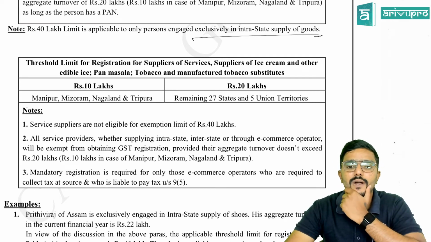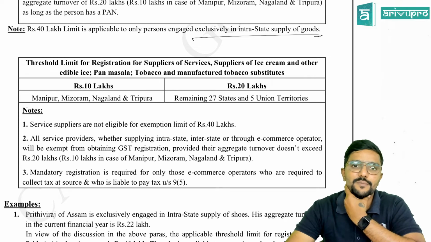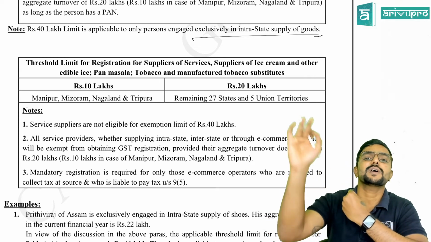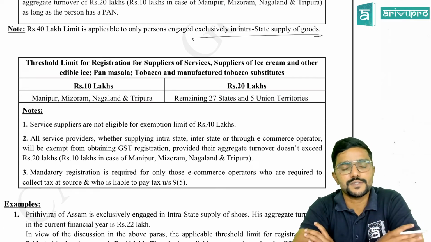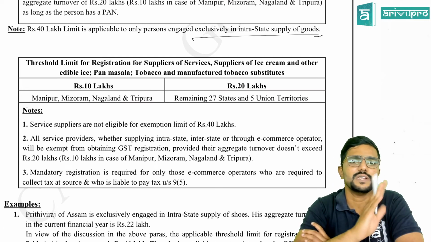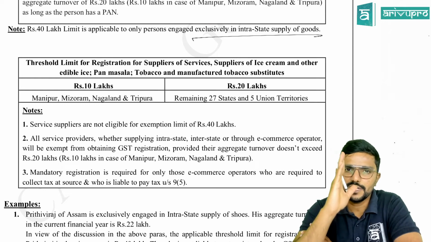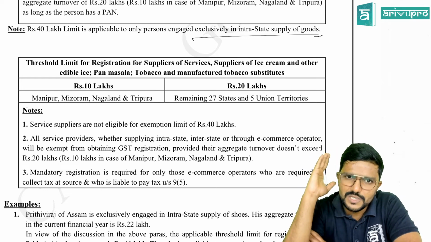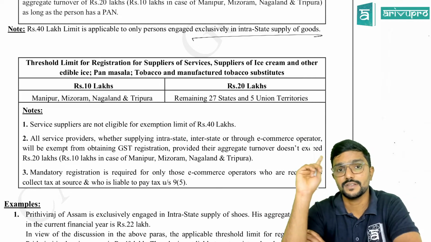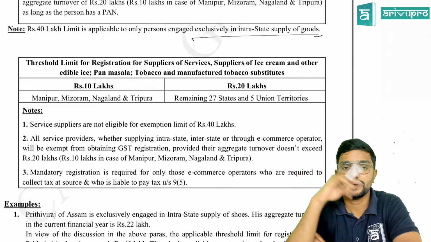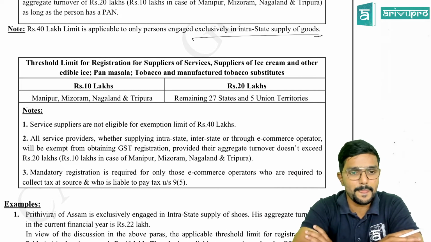Service suppliers are not eligible for the exemption limit of 40 lakh because it is only for exclusive suppliers of goods. Clear? Sir, I am supplying goods as well as services. For me, what is the limit? 10 or 20 only, not 40. Because 40 is only for those who are supplying only goods. The only service they can provide is loans and advances, which is given in the explanation.